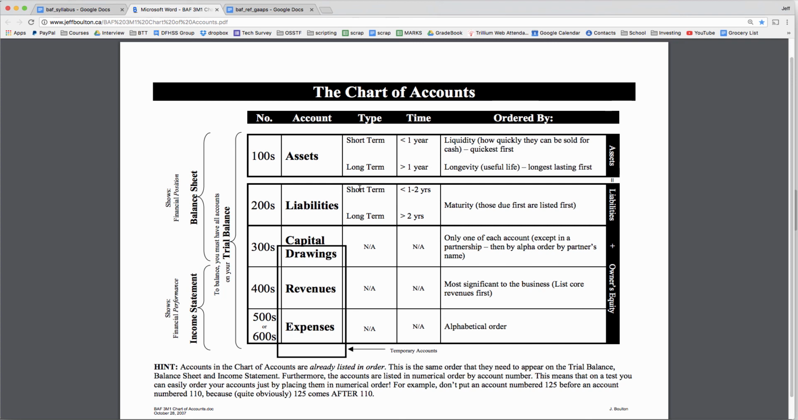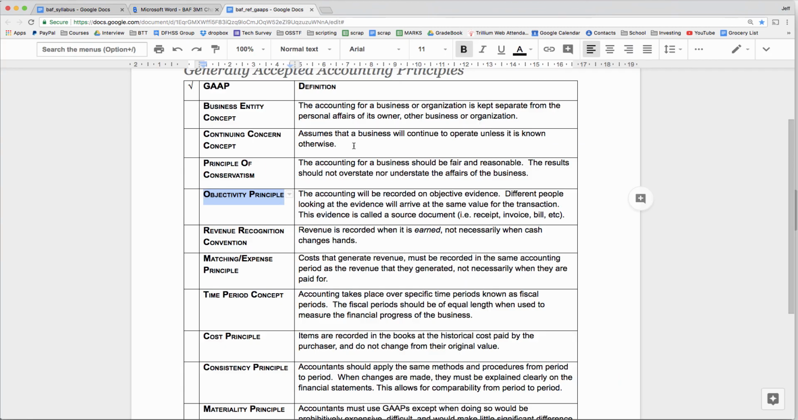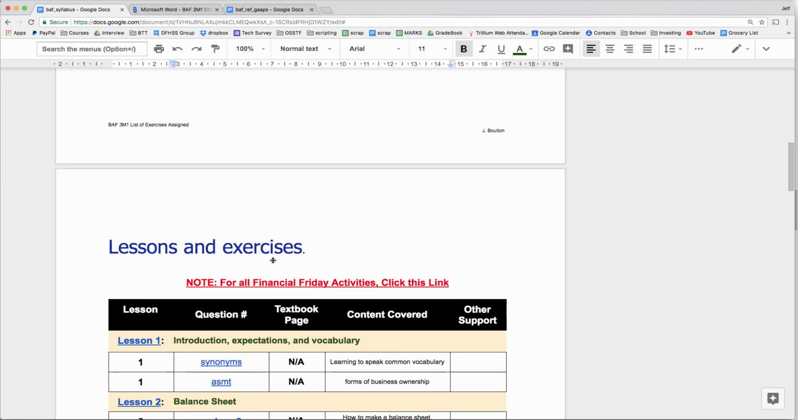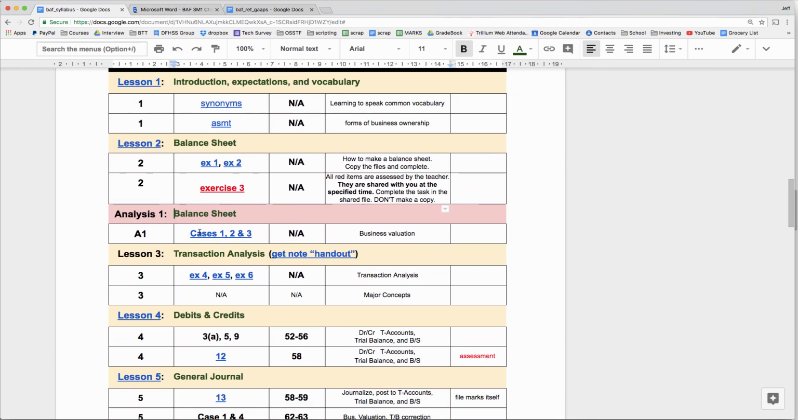So this chart of accounts and your GAAP sheet, you're going to need all semester. So keep them handy. Remember they're there, because you're going to often need to refer to these for things like case studies, etc. So without further ado, I will end this video and take a stab at some of these cases.